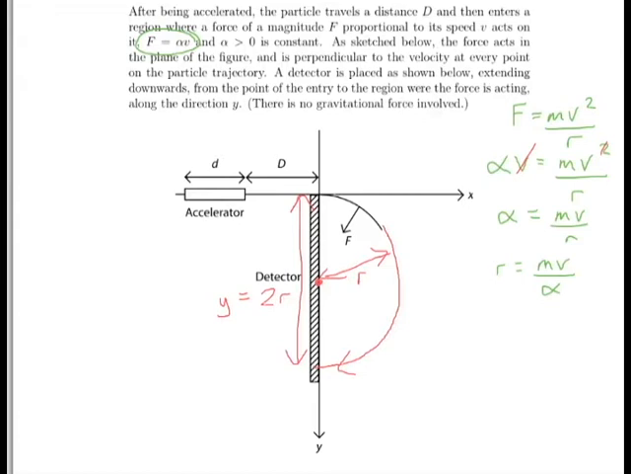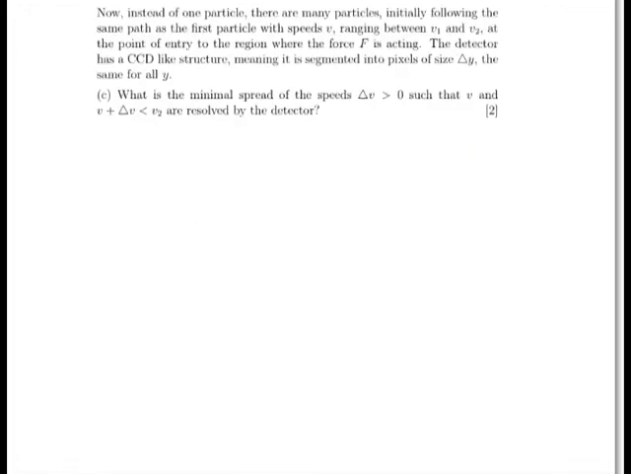and if y equals 2r, then y equals 2mv divided by alpha. That is our answer. At first read through, this next part of the question looks terrifying.